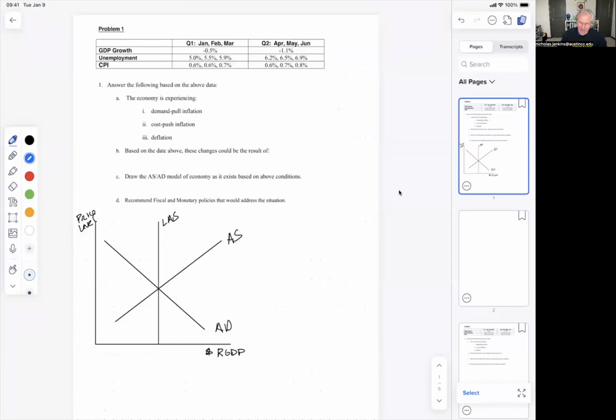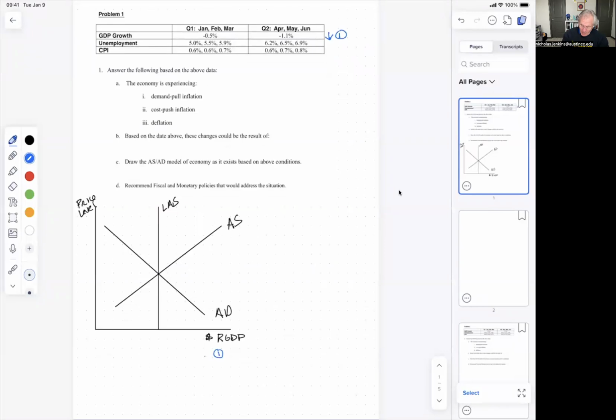So the first thing I notice when I look at this chart is that when it comes to GDP growth, we've got negative growth in the first quarter, and more negative growth in the second. So I'm seeing a downward trend, and I put a 1 there for GDP growth. What that means to me is that we must be moving from right to left along the x-axis, because the x-axis is the economy's real GDP number, and if it's getting smaller or decreasing or shrinking, then we must be going in that direction.